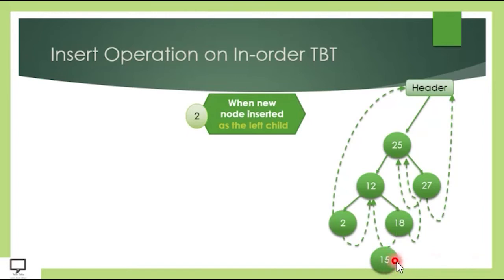So we have to consider that after insertion of 15 as a left child of 18, what will be its in order predecessor and what will be its in order successor. So for the in order predecessor, let's traverse the tree in order. What will be the in order traversal? 2, 12, then 15 and 18, and then the rest of the elements. So which one is the in order predecessor? It will be 12. From where will you find the address of 12? That is nothing but the left thread of its parent node, that is 18. And for its parent node, we have its address directly, so the right thread will point to the parent node.